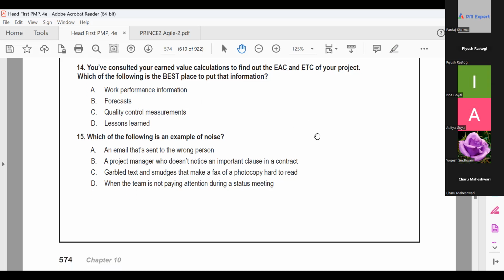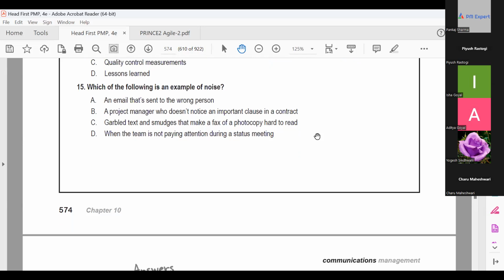Now, 15: which of the following is an example of noise? You should be able to answer this question. Which is noise here? Alpha? No, alpha is an incorrect communication. Noise will exist in the communication channel also. A distorted phone line, is it noise or not? Yes. Charlie: garbled text and smudges that make a fax or a photocopy hard to read.